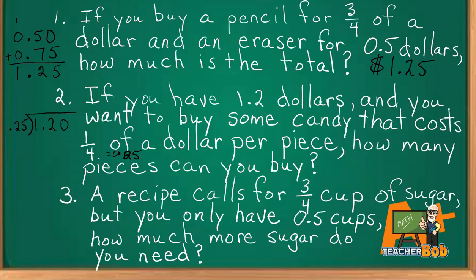How many quarters, or 25 cents, do we have in $1.20? Well, a dollar is 100 pennies or 100 cents. So 25 goes in 4 times. So that's our answer, 4 candies.